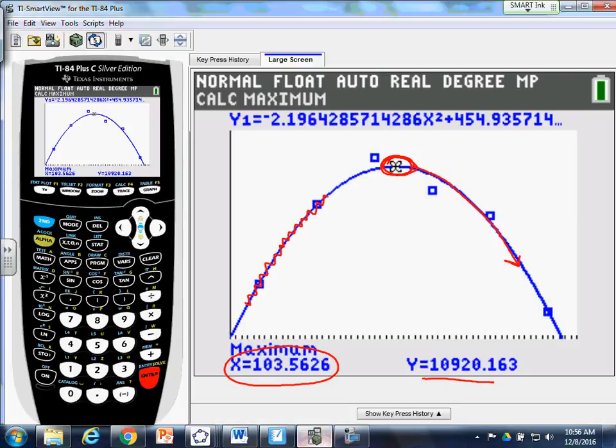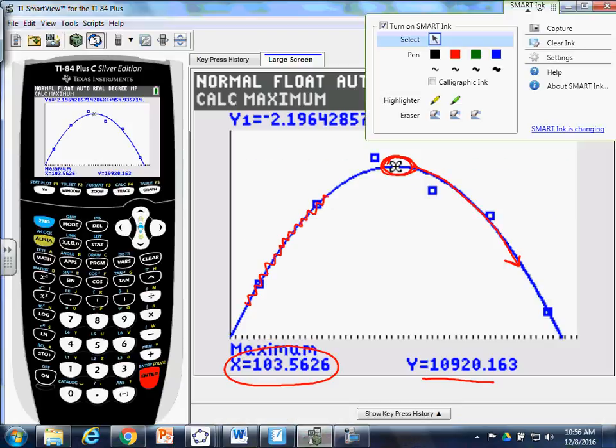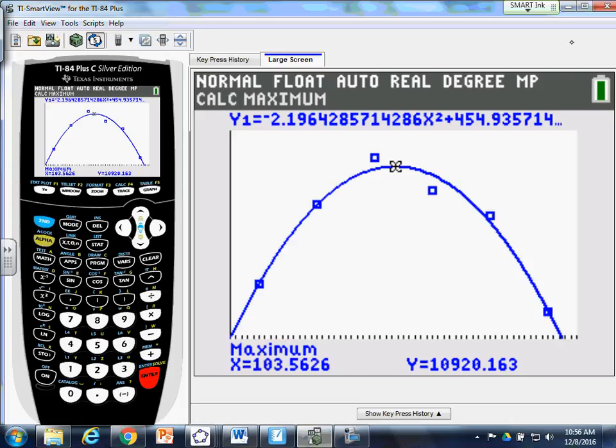Now, I think we're going to need to adjust our window a little bit, because when you find zeros, we're going to need to give the calculator a left and right bound.